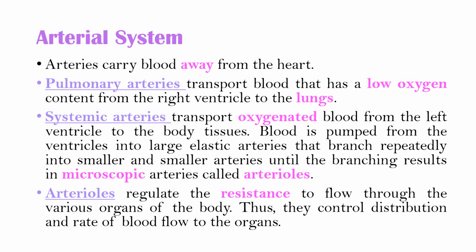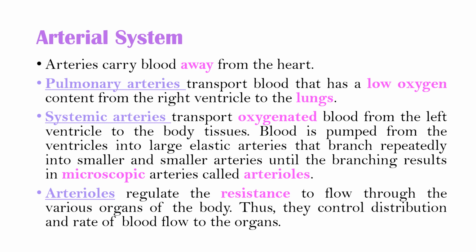Arterial system. Arteries carry blood away from the heart. Pulmonary arteries transport blood that has a low oxygen content from the right ventricle to the lungs. Systemic arteries transport oxygenated blood from the left ventricle to the body tissues. Blood is pumped from the ventricles into large elastic arteries that branch repeatedly into smaller and smaller arteries until the branching results in microscopic arteries called arterioles.